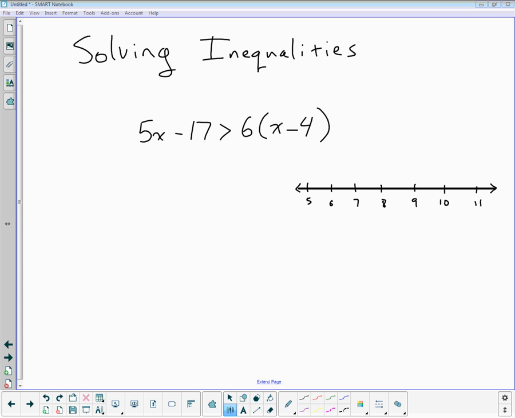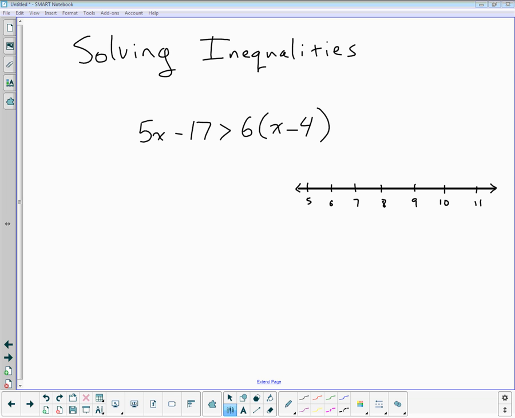All right, so solving inequalities is almost identical to the process that we do for solving equalities, except the very last step. There's one additional thing you have to think about when you are doing your very last step.